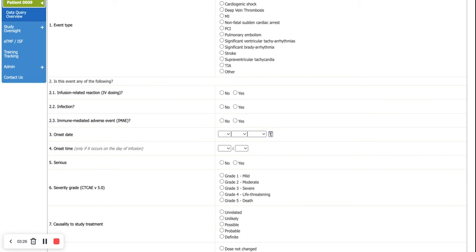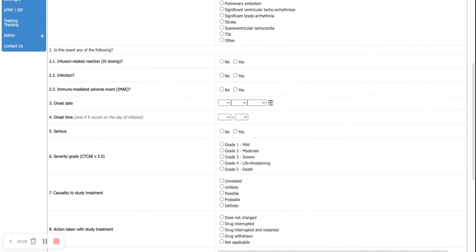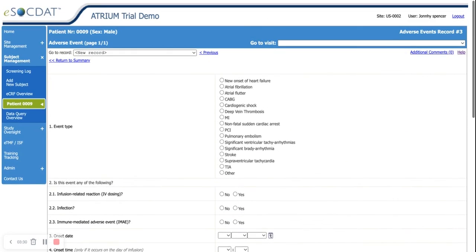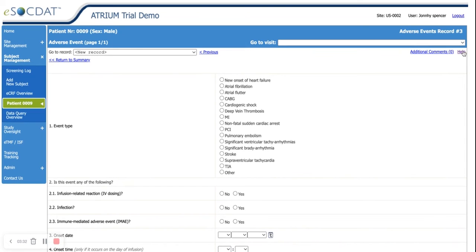For further details on severity grade, question 6, you can scroll to the top and select the Help page. Here, the grades 1 through 5 are defined. Grades 1 through 5 are also defined further in the ATRIUM Manual of Operations.